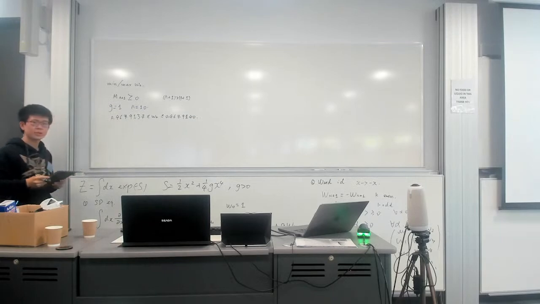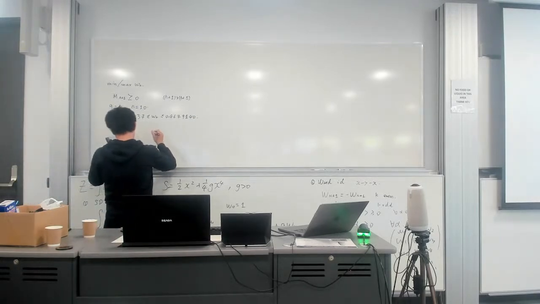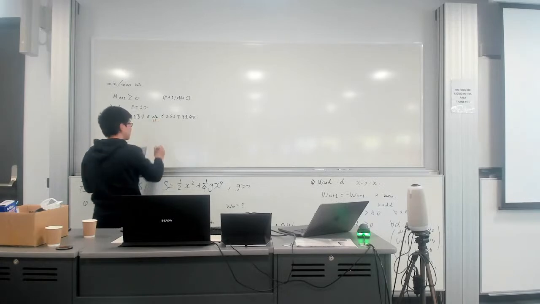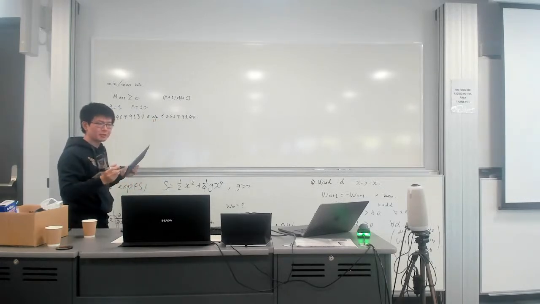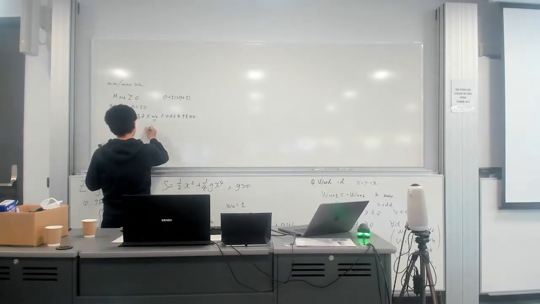So you get 7-digit precision of the result. What is the exact value of W2? Well, because of this simplicity, you have the closed form expression in terms of some Bessel functions. So you can evaluate it as much as you want.